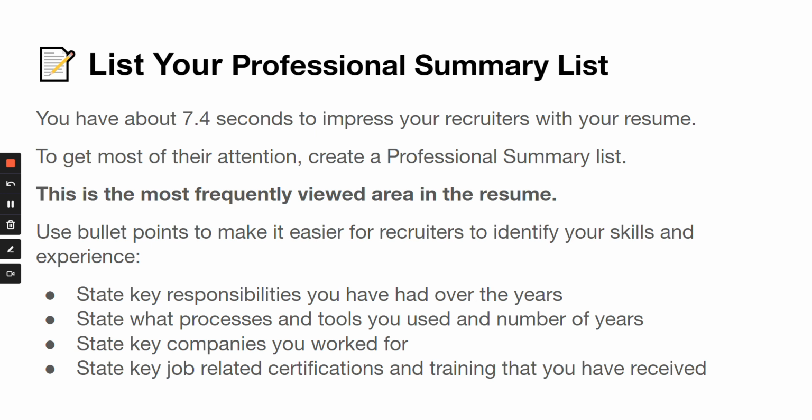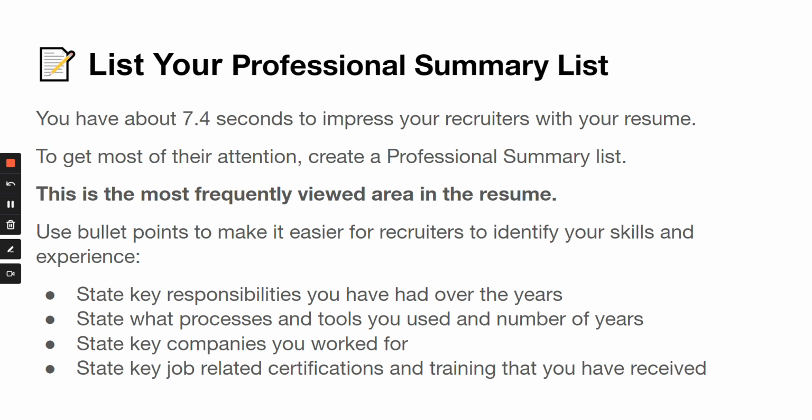One of the first things is to identify what your key responsibilities have been over the years, right? If you're a project manager, it could be planning projects, scoping projects, creating budgets for projects, managing tasks, hiring team members. All those things would be part of your responsibilities. So think about some of those responsibilities you had over the years, okay?